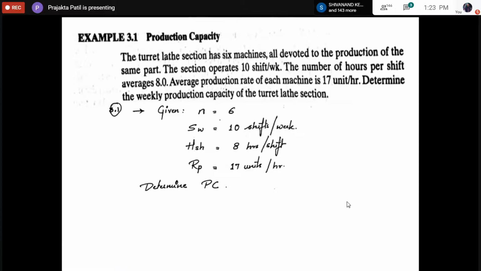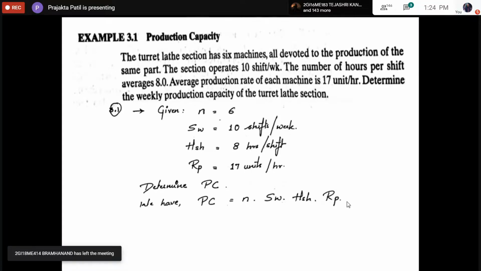Okay, has anybody got the solution? This is the equation. PC is equal to N into SW into HSH into RP. You all have already. We'll be getting around 8,160 units per week. 8,160 units per week. Okay.